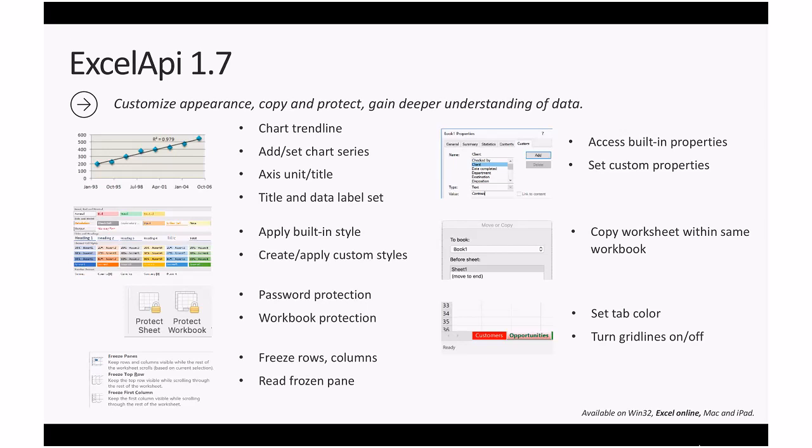And also to help with the navigation and the appearance, we allow you to set the tab color and turn the grid lines on or off depending on your requirement. So those are just some of the higher level features. There are a lot more finer level APIs, things like you can now get the active cell, you can update the named item to a different reference. You can also access a ton of new range functionality.